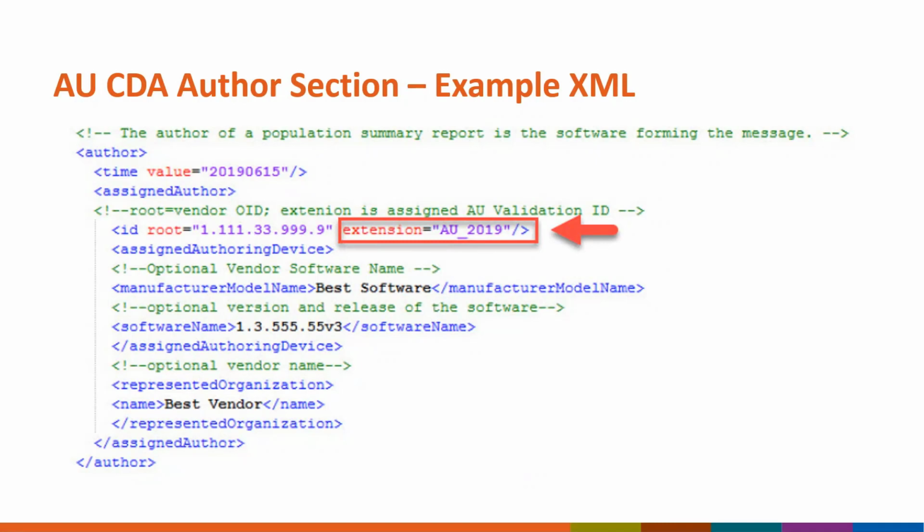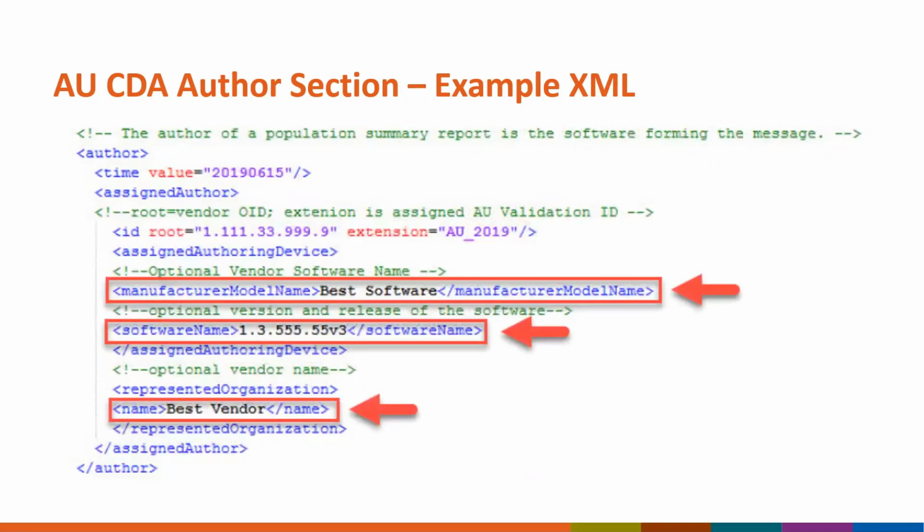As a reminder, the SDS validation ID will be provided by us, the NHSN team, to you after confirmation of successful AU SDS validation. And highlighted on this slide, the vendor name, vendor software name, software version, and release are currently optional fields, but having this information will streamline the troubleshooting of issues. So those are the main points on AU SDS I wanted to point out.